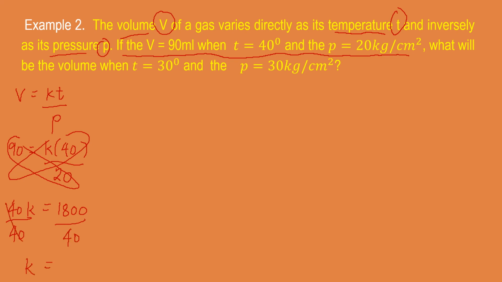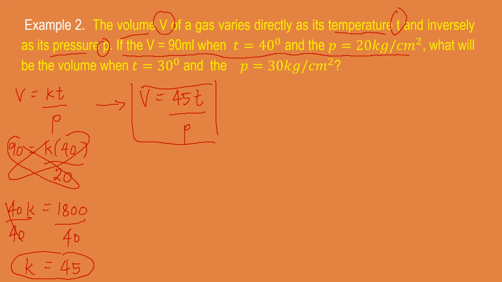Therefore, K is equal to 45. Since the constant of variation is 45, the equation of the variation now becomes V is equal to 45T over P. Now, using this equation, we will solve for the unknown in the problem. We are asked to find the volume when T is 30 and P is 30 kilograms per square centimeter. So, what is V when the temperature is 30 degrees and the pressure is 30?